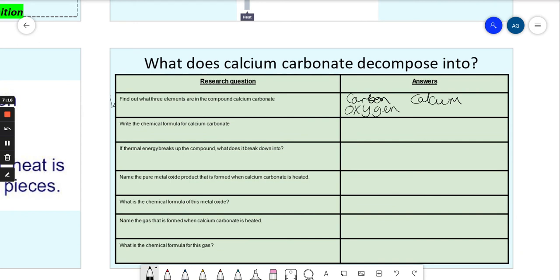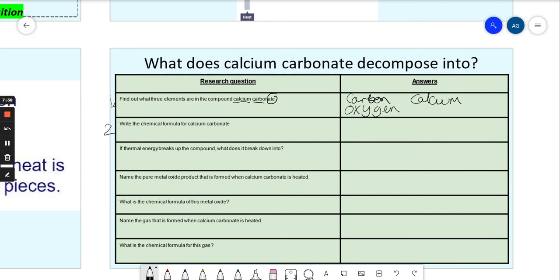You can see calcium and carbon here. Quite easy to spot. The oxygen you can tell because of the ATE on the end of the compound name. Anything with ATE on the end of the name means it contains oxygen.